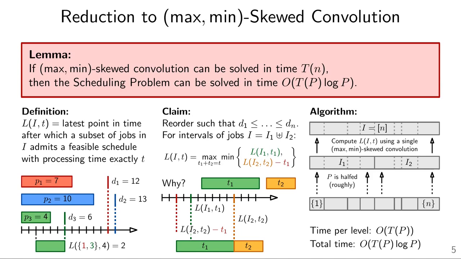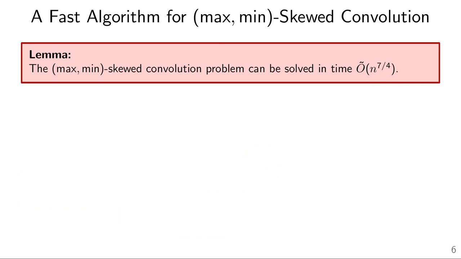Now that we have computed this table L of I and T, we can recover the optimal value for the scheduling problem by taking the maximum t for which this entry is still finite. This concludes the reduction to the skewed convolution problem. I will now give you a very brief overview of how to improve the skewed convolution problem. The precise statement is that we get a running time of O tilde of n to the 7 quarters.